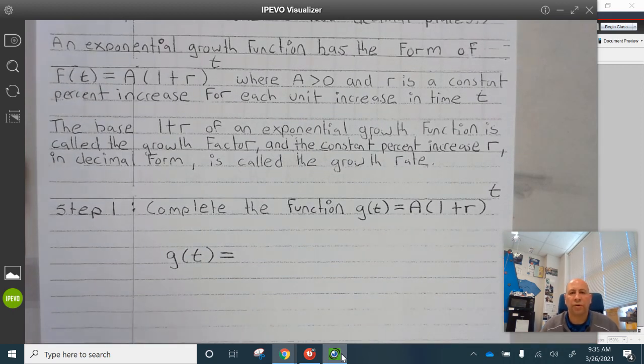An exponential growth function has a form of f of t equals a parentheses 1 plus r to the t, where a is greater than 0 and r is a constant percent increase for each unit increase in time t. The base 1 plus r of an exponential growth function is called the growth factor, and constant percent increase r, in decimal form, is called the growth rate. Step 1. Complete the function g of t equals a parentheses 1 plus r to the t.